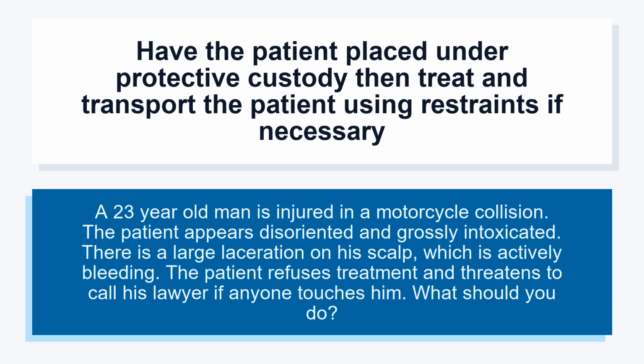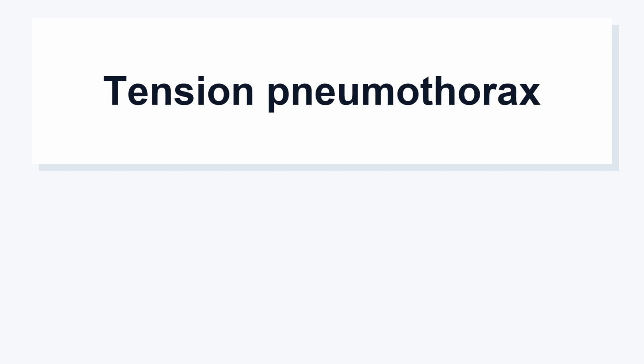A 23-year-old man is injured in a motorcycle collision. The patient appears disoriented and grossly intoxicated. There is a large laceration on his scalp, which is actively bleeding. The patient refuses treatment and threatens to call his lawyer if anyone touches him. What should you do? Tension pneumothorax.